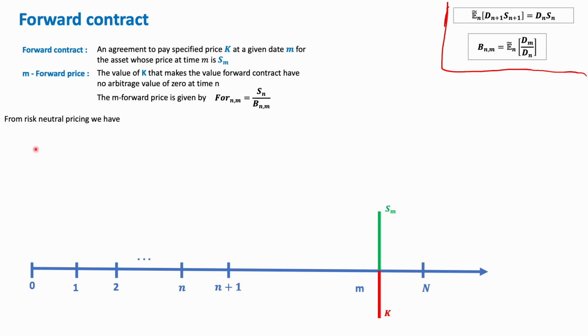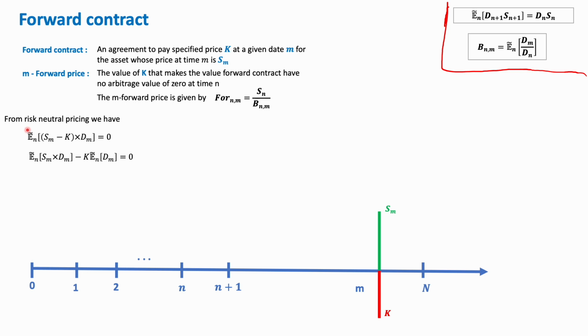So from the risk-neutral pricing, what we have is this equation here. And what this means is we're saying it's 0 because we want to find the K such that this thing is 0. And S_m is how much money we're getting at time m. K is how much money we're paying at time m. And then we take this and we discount it by D_m, and this needs to be equal to 0.